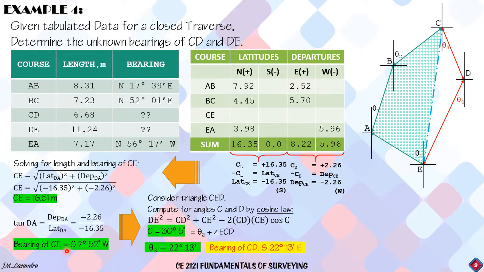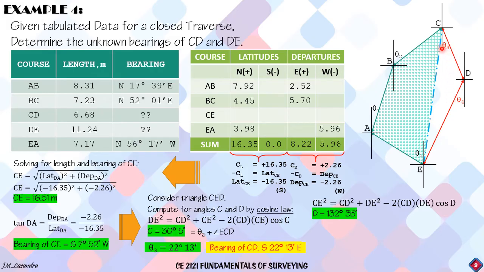So CD now is south 22 degrees 13 minutes east. So this is theta 3. So this is the bearing of line CD. Next we move to line DE. Still by cosine law, we now solve for this angle D. So we'll have it equal to 132 degrees 35 minutes.